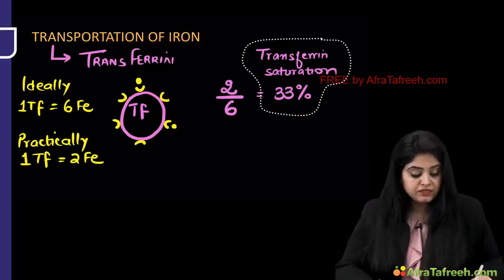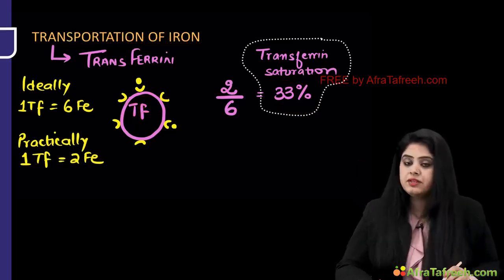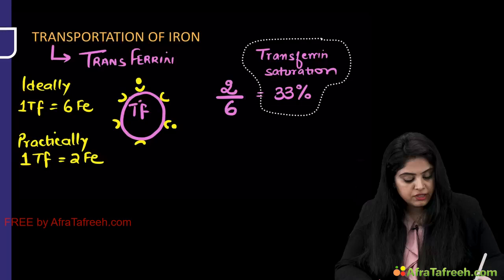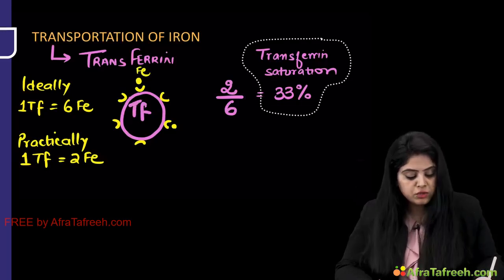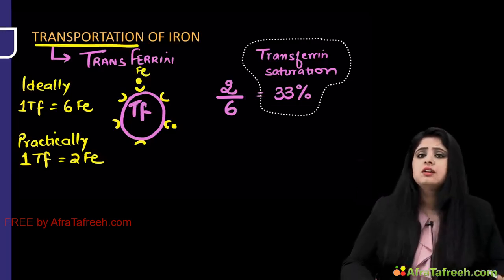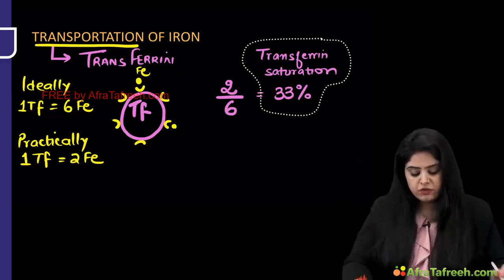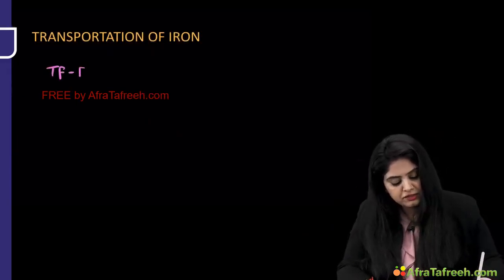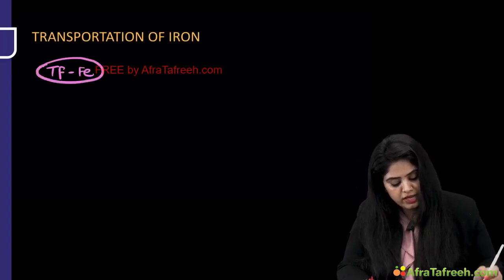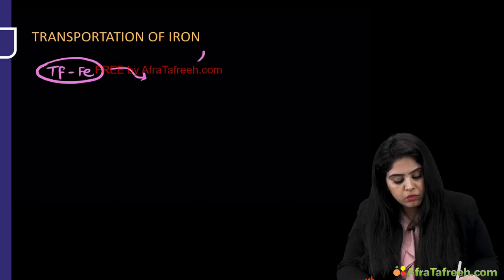But now, this is a transferrin molecule, and has it gotten bound to iron? Perfect. So here you have a transferrin and here it is bound to iron. The purpose of transporting iron, what is its final destination? Where do you want the iron to go? So for example, this is your transferrin and this is your iron combination. Where do you want to take it? You obviously want to take it to the bone marrow.